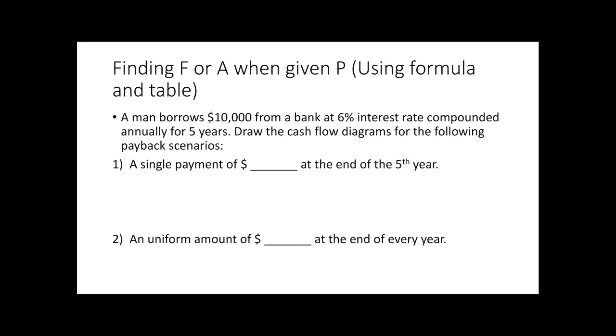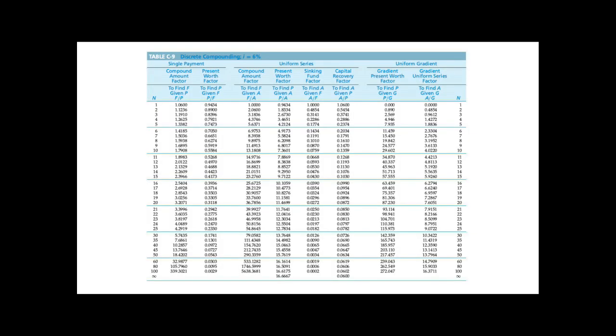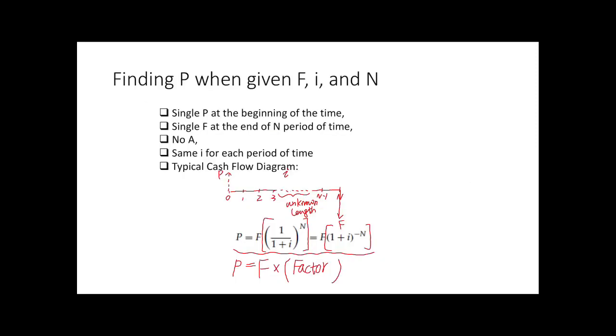So you want to know how to find the future value and the annuity given P, and how do you find the P or annuity given F, okay? And of course, given this type of table, you want to know how to select what factor is appropriate. How do you find the header? How do you find which column? How do you find which row? And then you want to know how to find the P given F, I, and N.